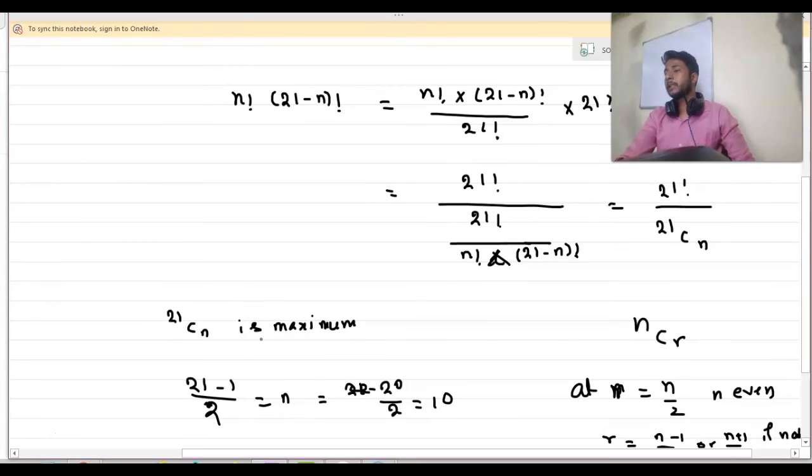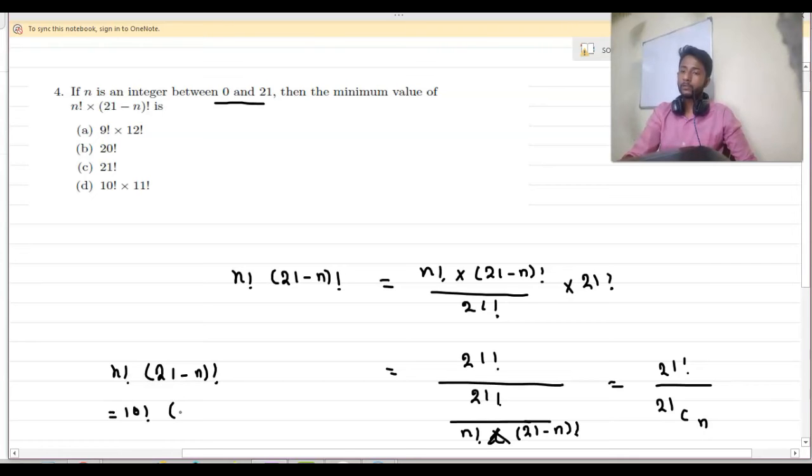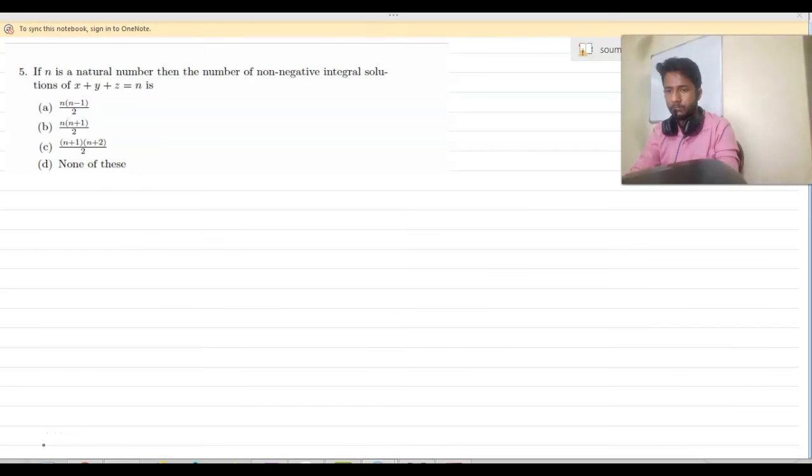So if 21Cn is maximum at n equal to 10, then 21!/21Cn is minimum at n equal to 10. So it is taking the minimum value at n equal to 10. Putting n equal to 10 in n! × (21 − n)!, we get 10! × (21 − 10)!. This is 10! × 11!. So this is our option.